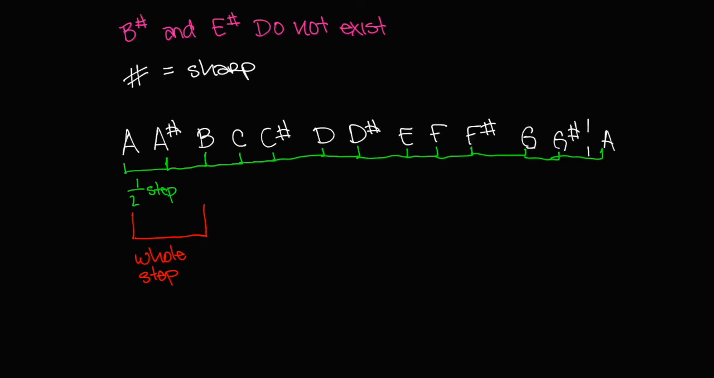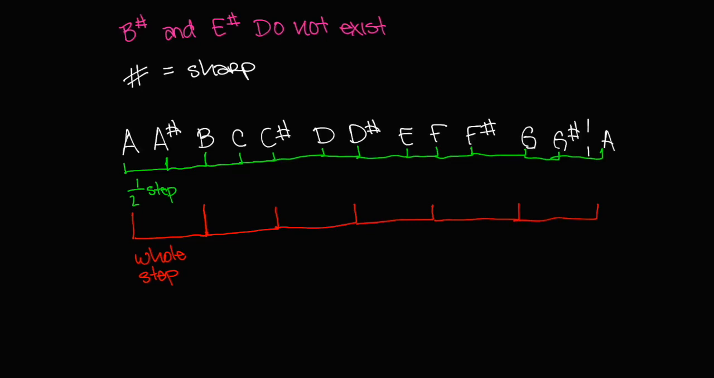So A to B would be a whole step. B to C sharp, I apologize, B to C sharp would be a whole step. C sharp to D sharp would be a whole step. D sharp to F would be a whole step. F to G would be a whole step. And then G back to A would be a whole step. So those are all considered whole steps.